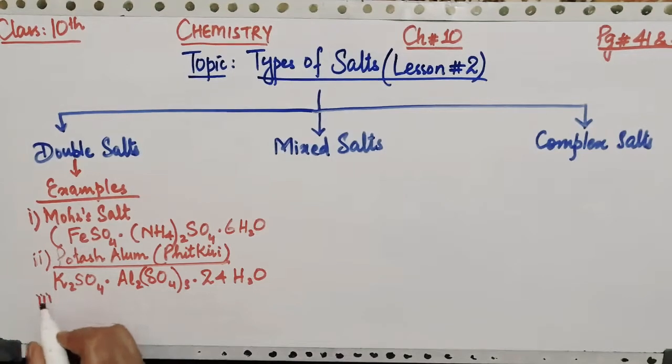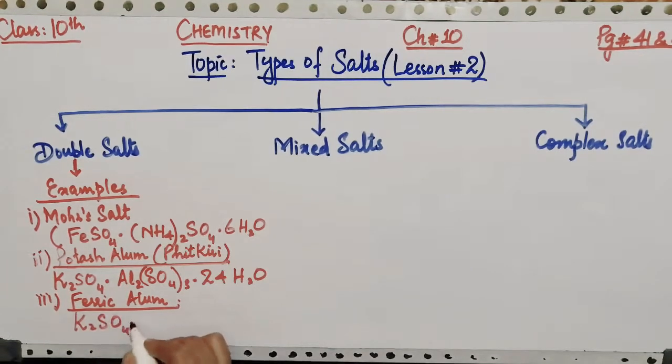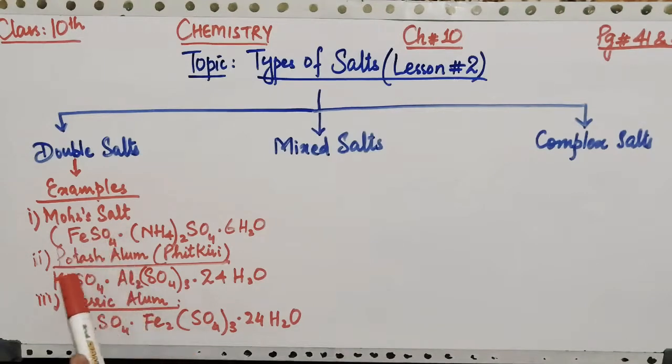Third example of double salt is called ferric alum. And the formula of ferric alum is starting from potassium sulfate along with Fe2(SO4)3 taken along with 24 water molecules, which are again water of crystallization. So these are some of the examples of double salts, including Mohr salt, potash alum, and ferric alum.